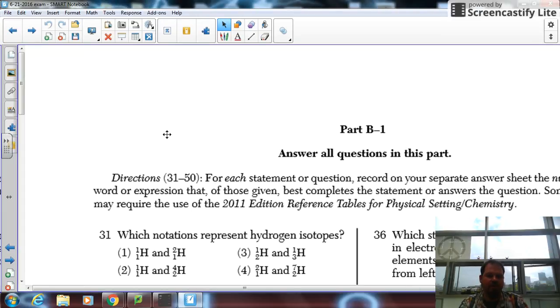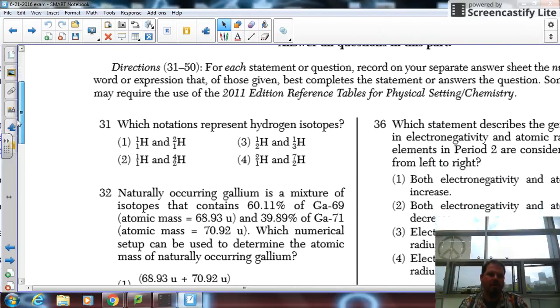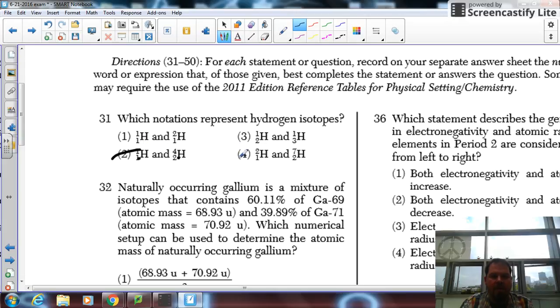On to question 31, the second part of part one. Which notation represents hydrogen isotopes? Okay, so I know that the protons cannot change with hydrogen, and I know that hydrogen has one proton. So in order for it to be an isotope, both these bottom numbers need to be one. So that can't be there, and that can't be there, and that can't be there.